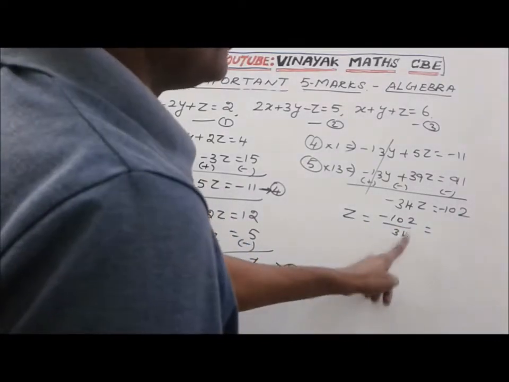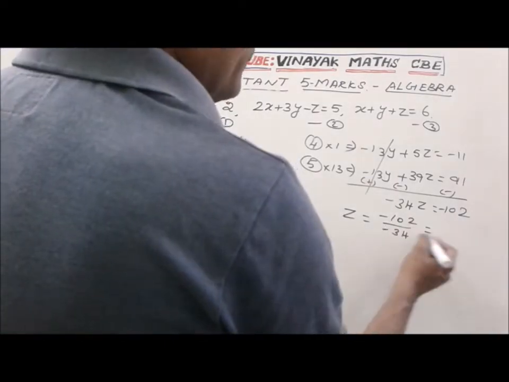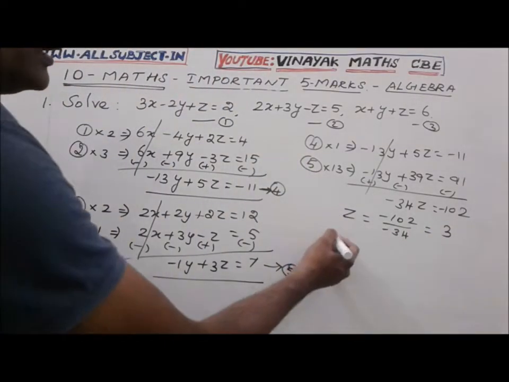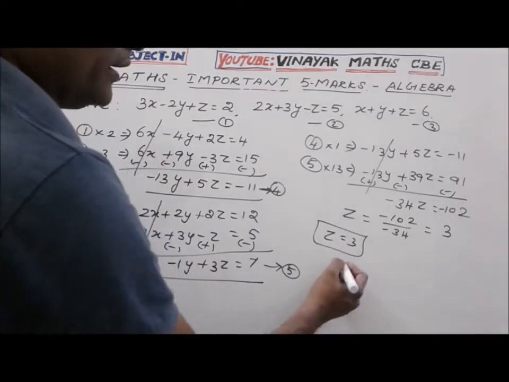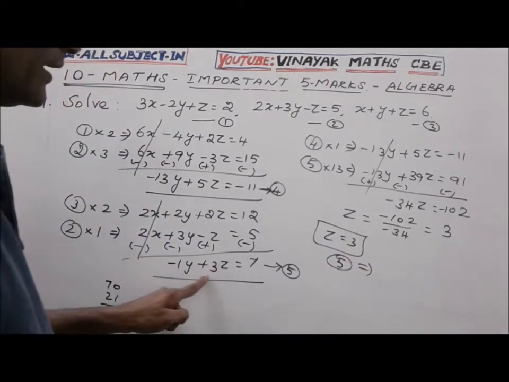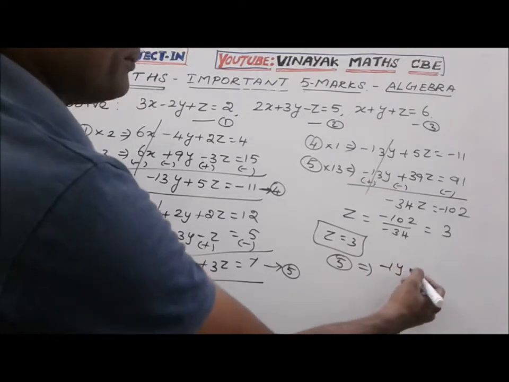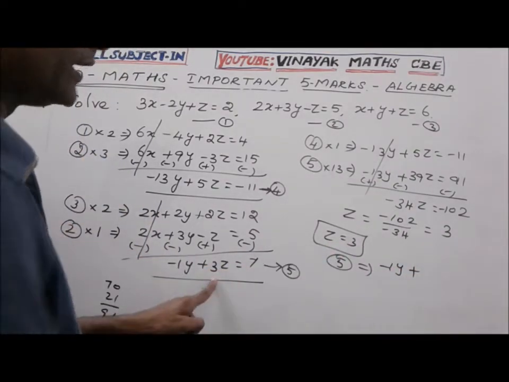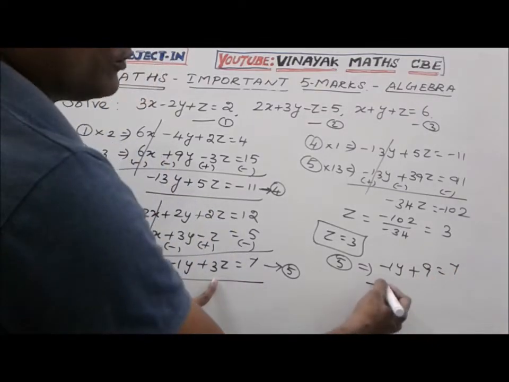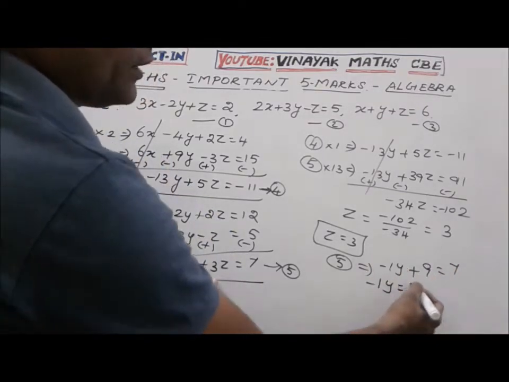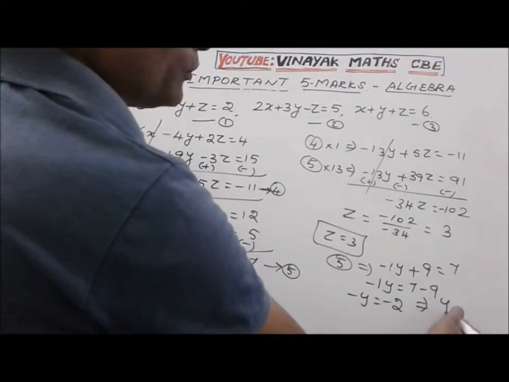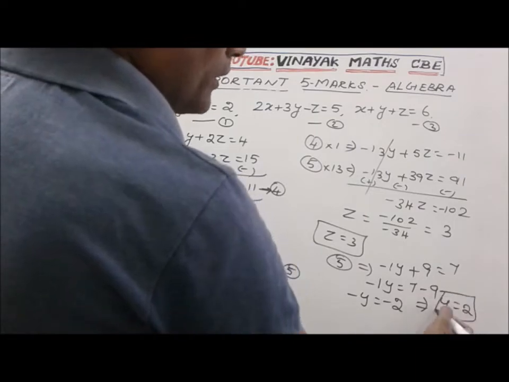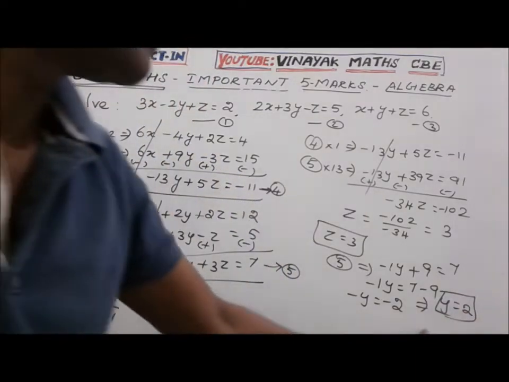Now dividing, z equals minus 102 divided by minus 34, which is 3. So z equal to 3, we have got the value of z. Now substituting z equal to 3 in the fifth equation: minus 1y plus 3 into 3, that is 9, equal to 7. So minus y equal to 7 minus 9, so minus y equal to minus 2, which implies y equal to 2. So we have got two values: y equal to 2 and z equal to 3.